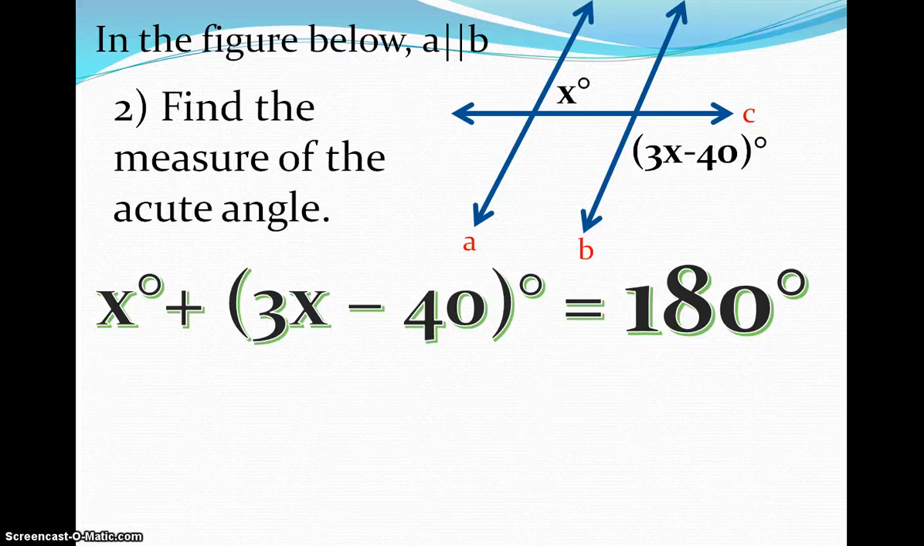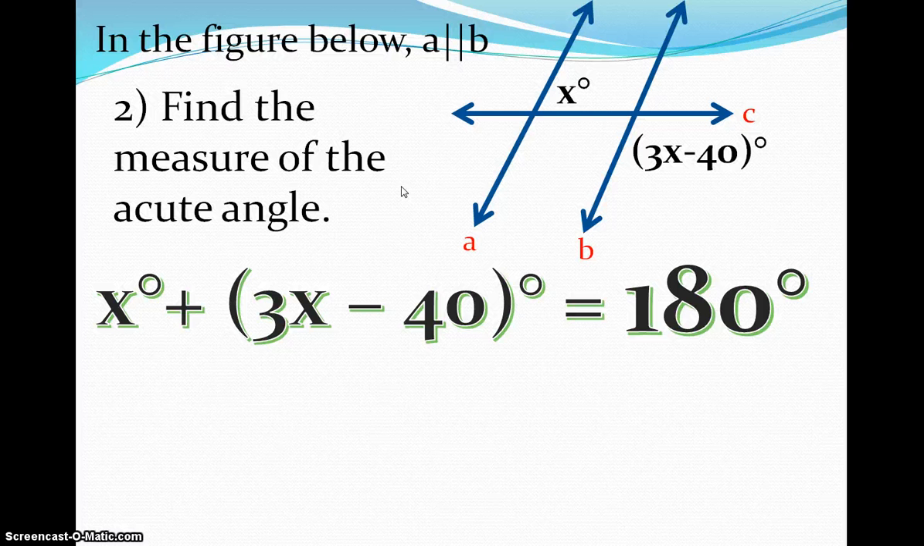The second part of it would then be, I would like you to find the measure of the acute angle, basically meaning tell me what this angle is, angle x degrees. And so again, pause the video real quick and see if you can try to figure out what the value of x would be for this acute angle.